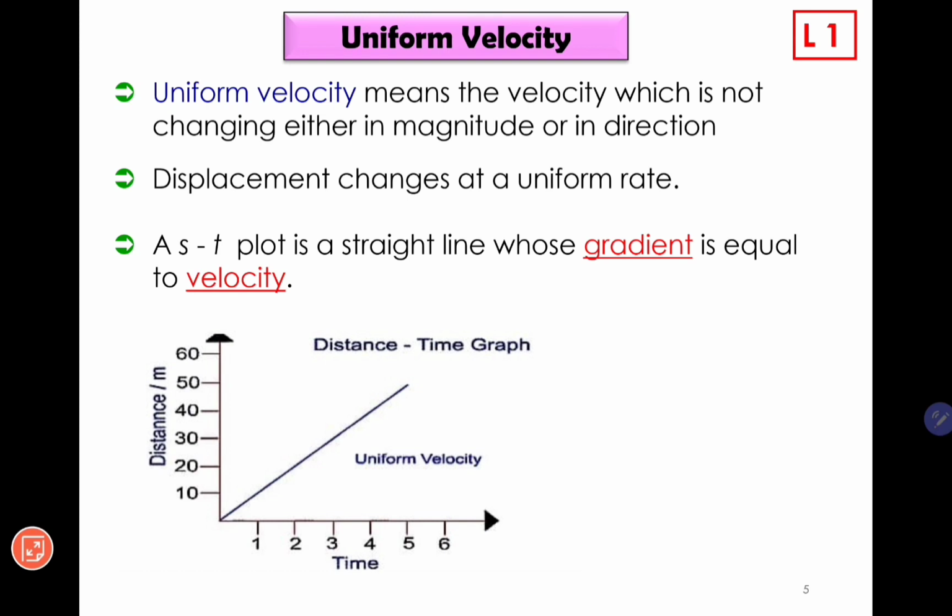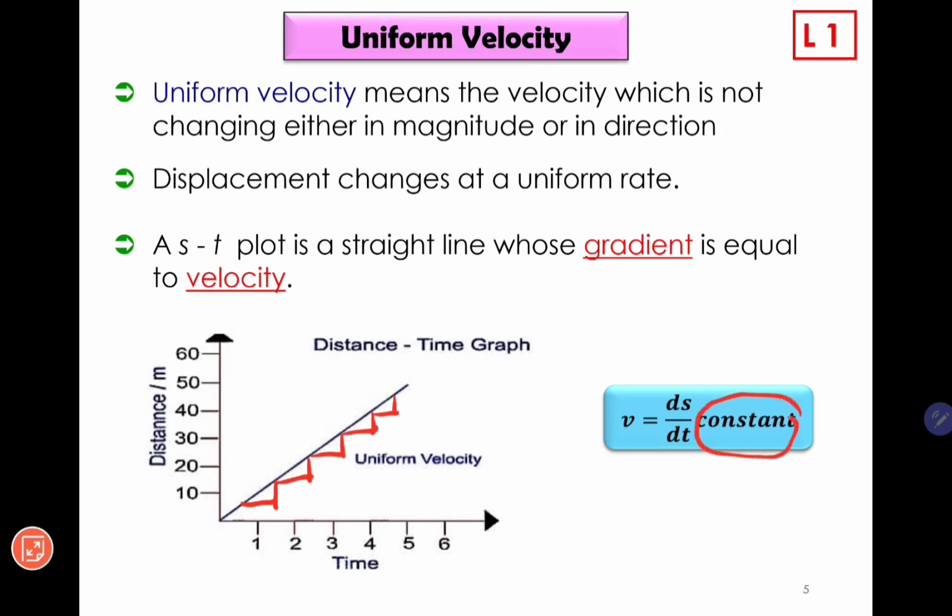As we know, the equation of velocity is ds over dt, or s over t, which is constant here. Okay, so according to the situation, we may see that the gradient still remain constant, okay, at any position. That is why we are discussing about constant velocity. No changes in direction, also no changes in magnitude.